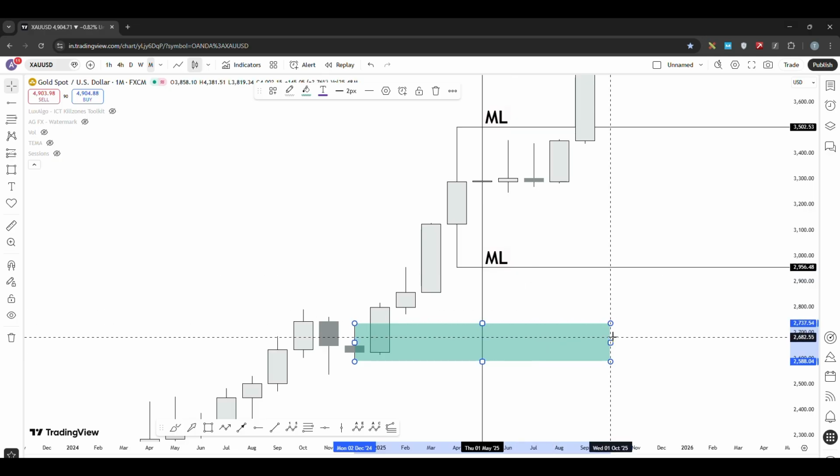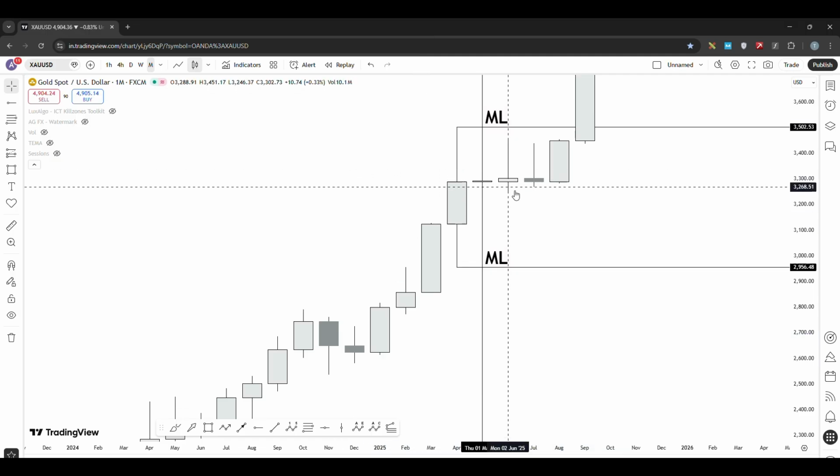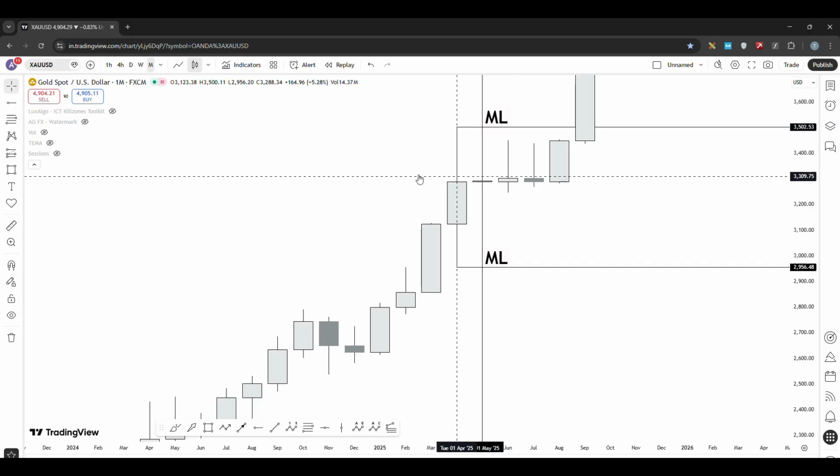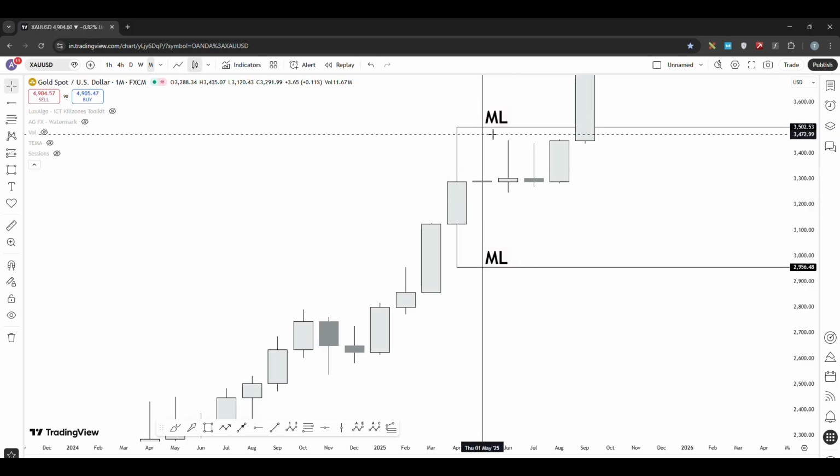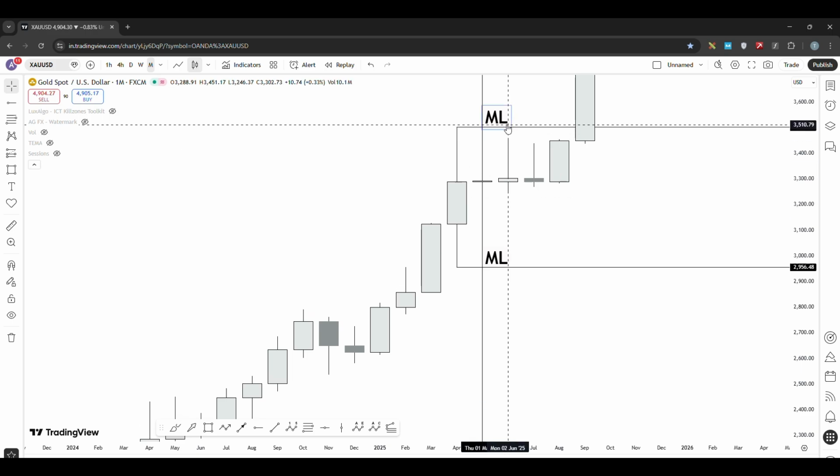Remember, market will always chase the liquidity which is at the nearest point. Okay, keep that in mind. So that means in monthly we just have got the two liquidity levels, and this one which is at 3,500 levels is the nearest liquidity. So monthly is indicating that gold is bullish and gold should go for this liquidity rather than come all the way down to this low, right?